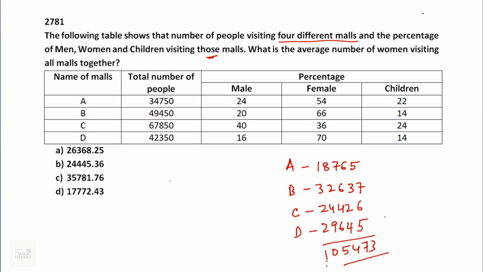105473. Now we need the average. So the average would be 105473 divided by 4, and that equals 26,368.25, the exact value given in option A.